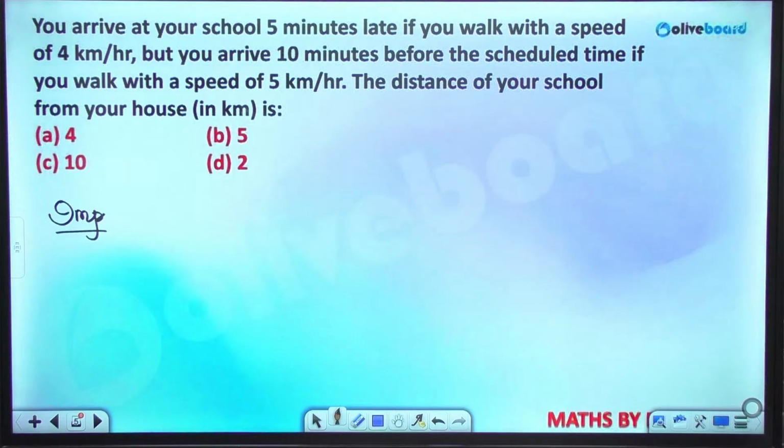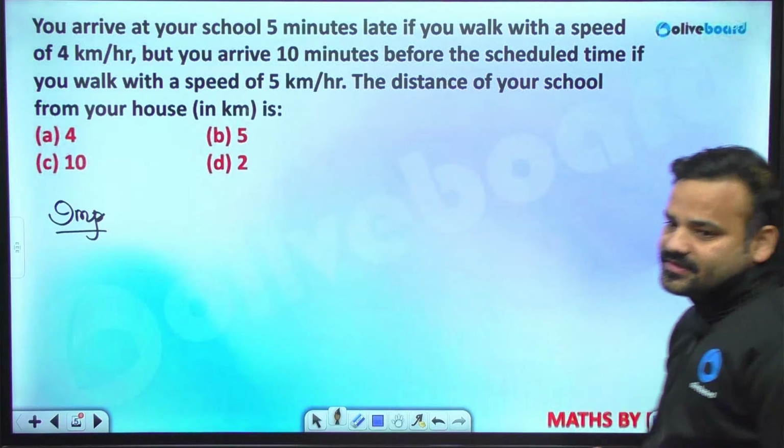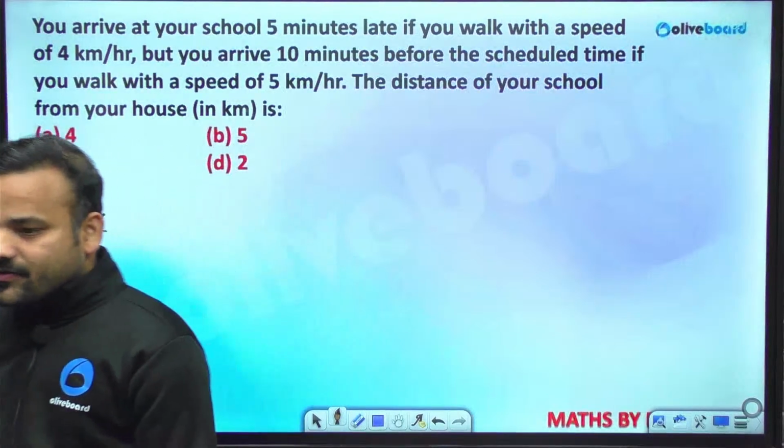You arrive at your school 5 minutes late if you walk at a speed of 4 km per hour, but you arrive 10 minutes before the scheduled time if you walk at 5 km per hour. The distance of your school from the house is? We have an alternate method of solving these questions.